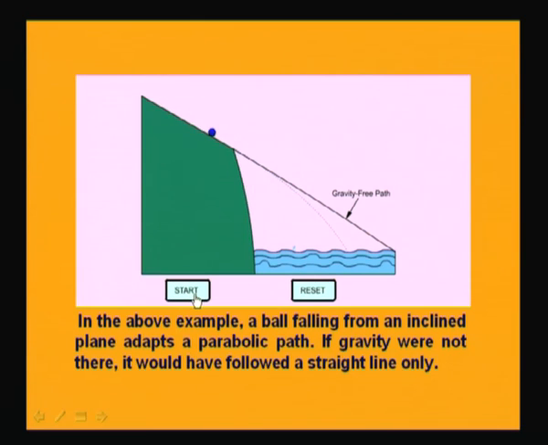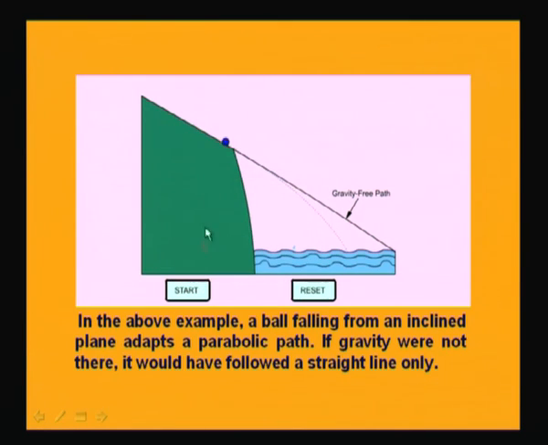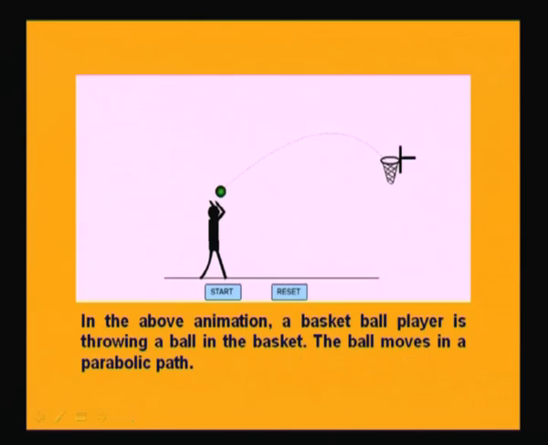So this is the path of the ball and it has fallen here. We can play the animation again. See, it is falling down.